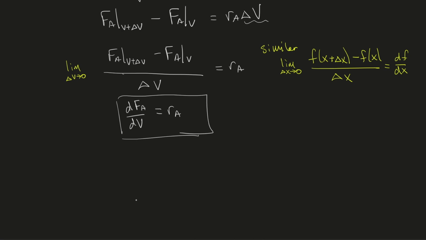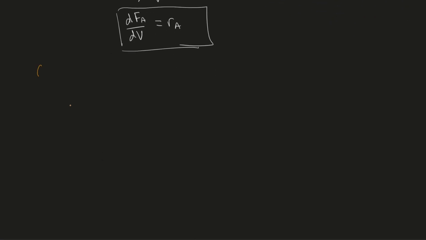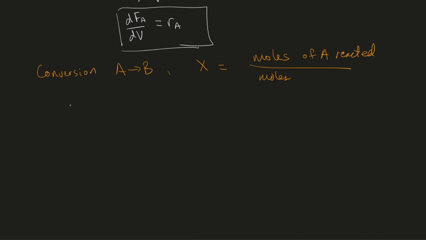And this is one form of the design equation for a PFR. We're going to think about this problem in terms of conversion of A to B, and we're going to call that variable X. So X is equal to the number of moles of A that have reacted divided by the number of moles of A fed to the reactor. And in our PFR, we can think about it like this.